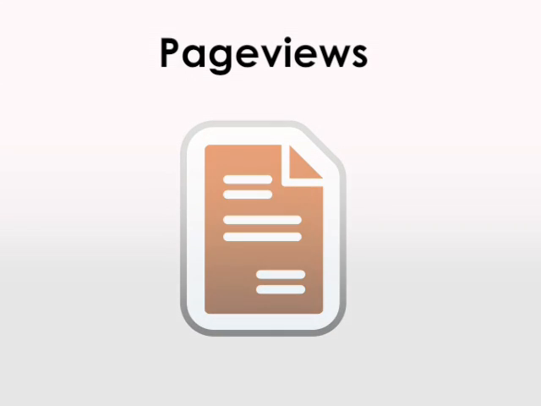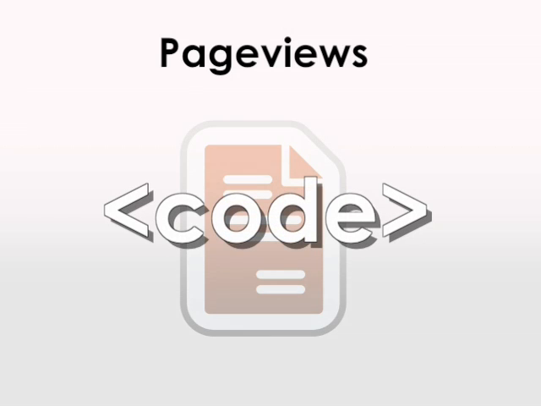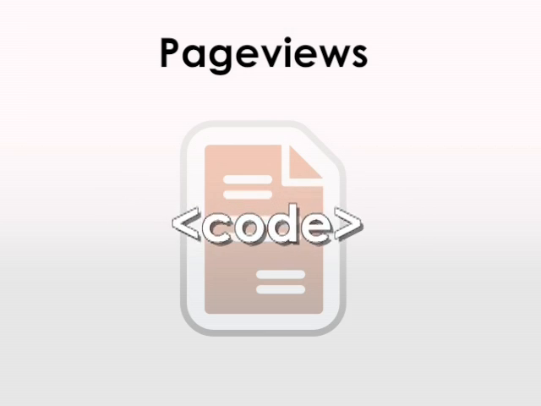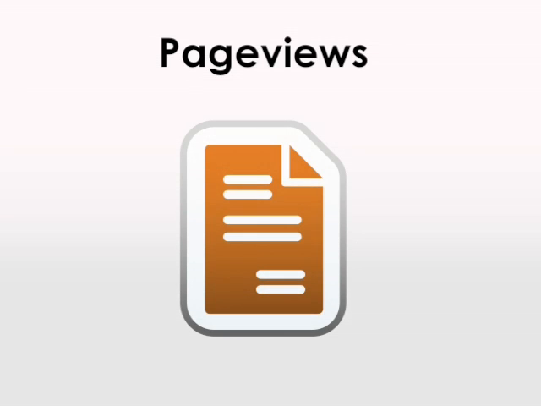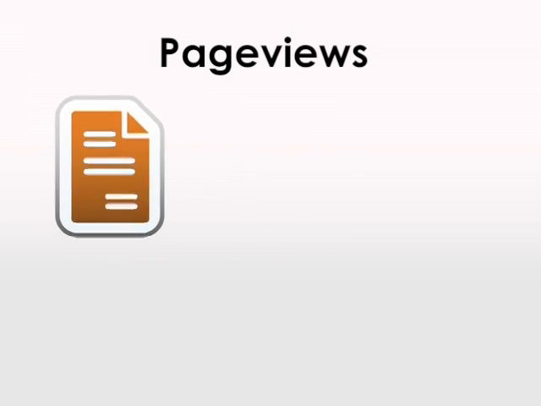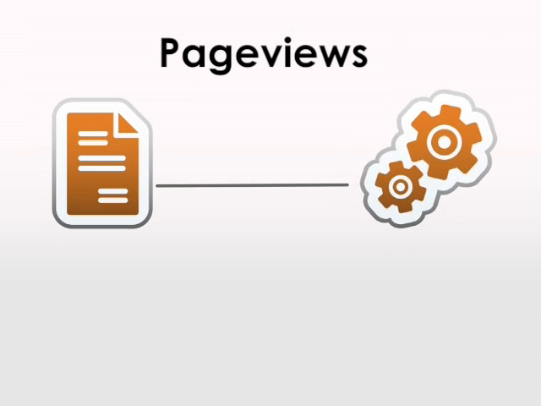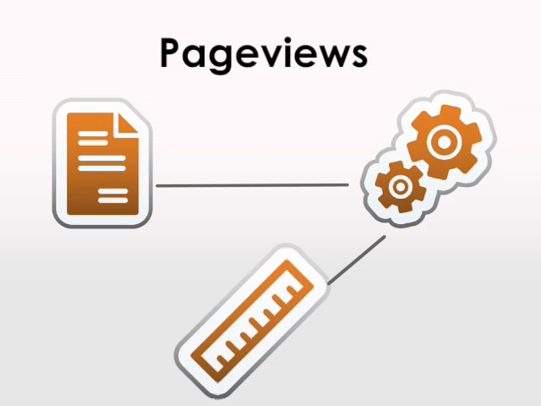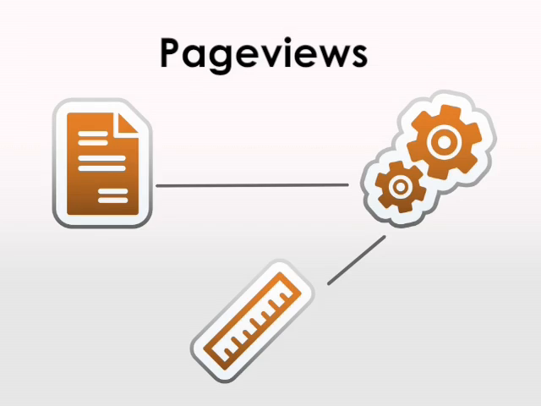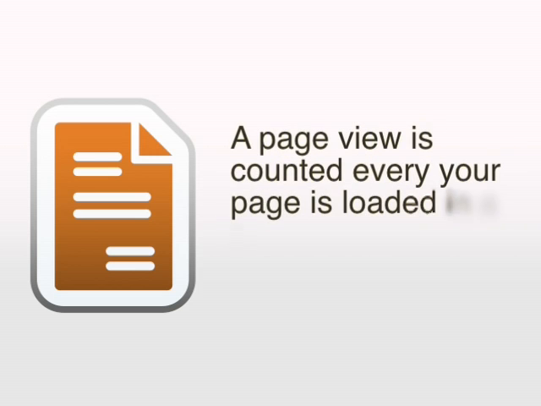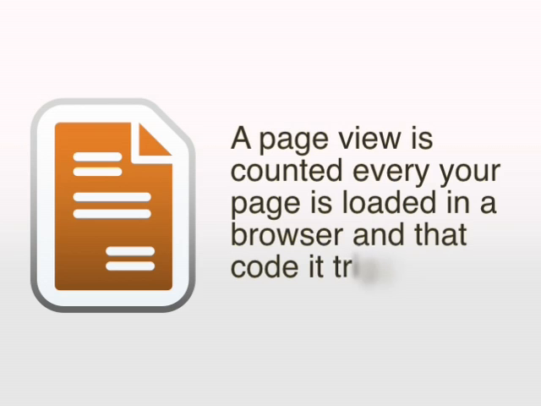On every page that is tracked, there's a little snippet of JavaScript code. We don't need to go into the specifics of that code right now, but it's important for you to know that it's there. When your page is loaded into a browser, that code is triggered and it collects data and sends it to Adobe to be processed and then delivered to you in Site Catalyst. A page view is counted every time a page that you're tracking is loaded into that browser and that code is triggered.